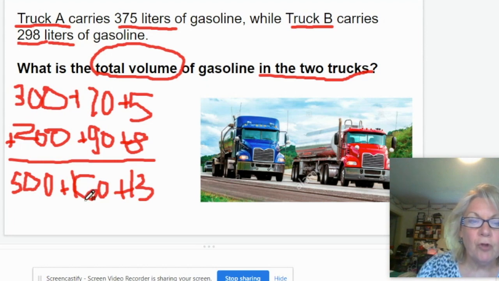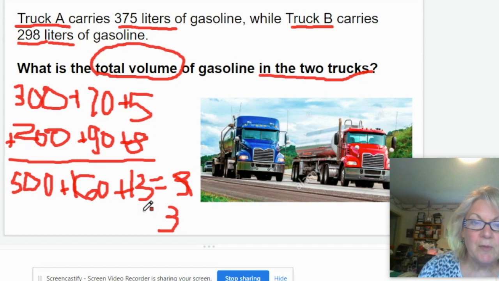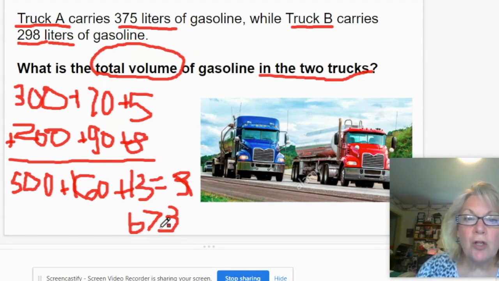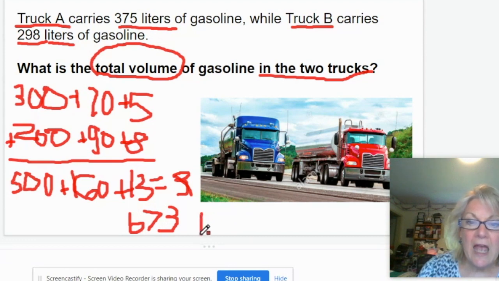So now I'm going to put this all together. I have a 3 in my ones. I'm going to add this 10 to 60, which makes it a 70. You know what? I'm going to put my answer down here. That's not going to work. So I'm going to have my 3 in my ones. This 10 goes with 60, which makes it a 70. And this 100 goes with a 500, which makes it 600. So the two trucks' total volume of gasoline is 673.